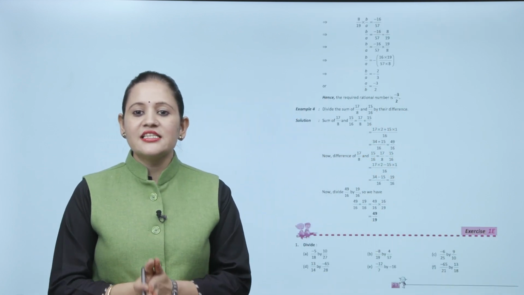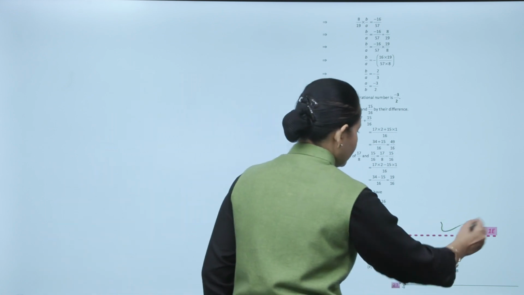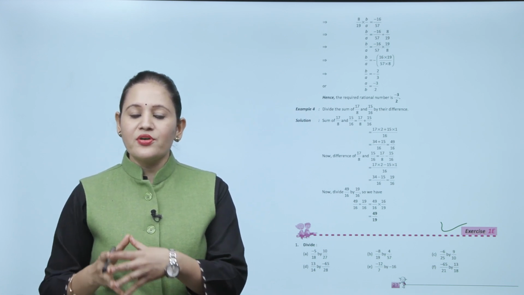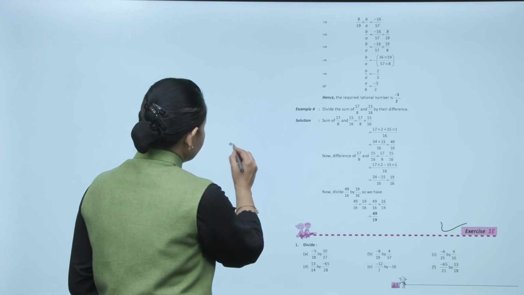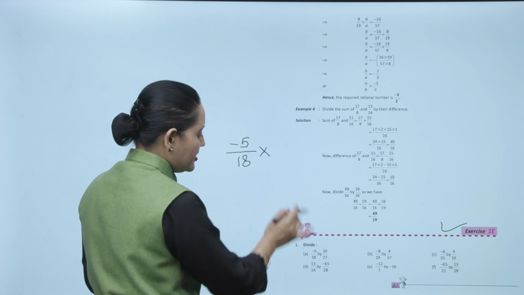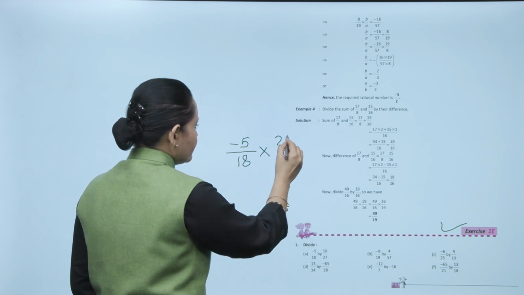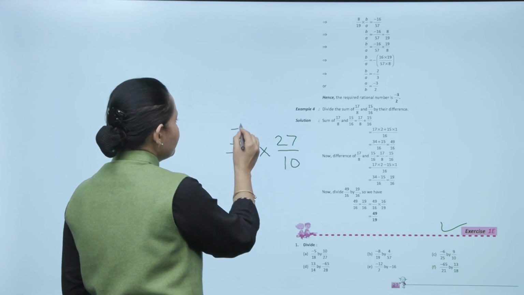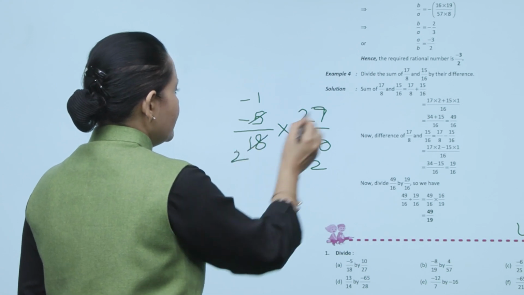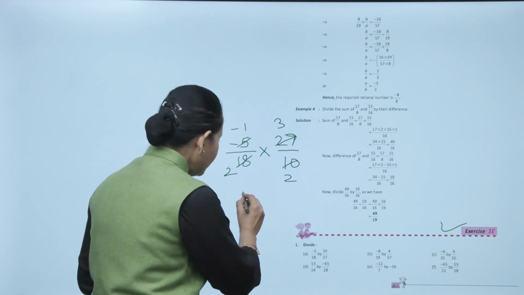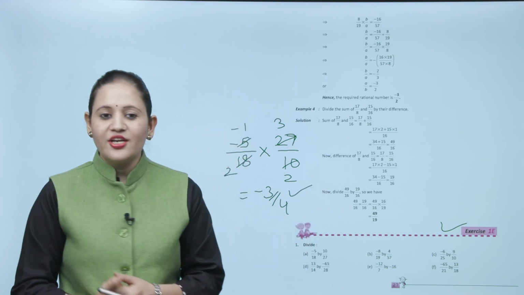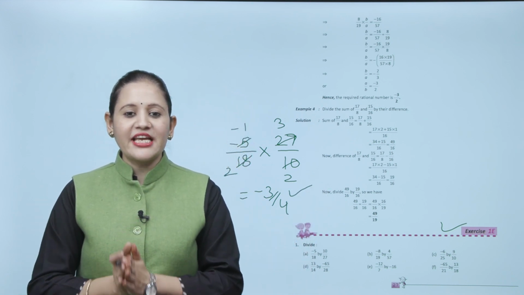Next is exercise 3E. Divide -5 upon 18 by 10 upon 27. -5 upon 18 divided by, it becomes multiply, and the next one becomes its reciprocal. -1, 2; 9 2s are 18, and this is 3. So this will be -3 upon 4. So that is our answer. You have to practice all the questions. We will move to the next topic.